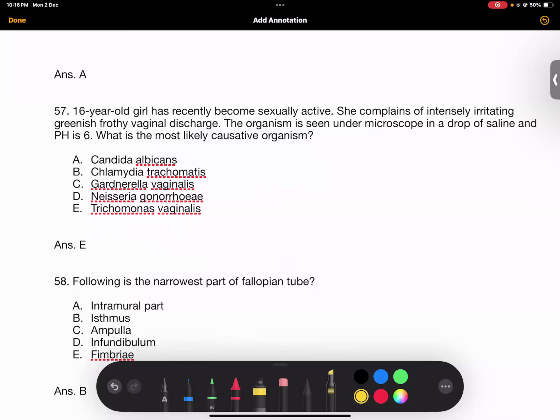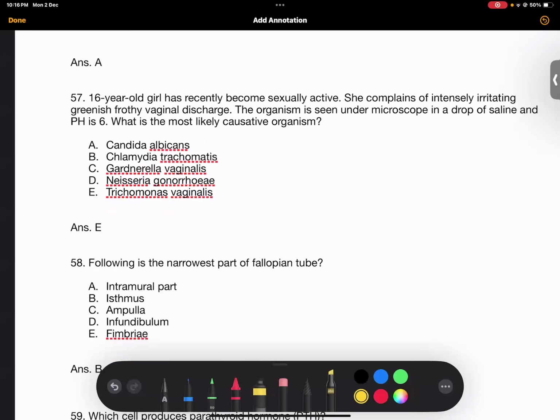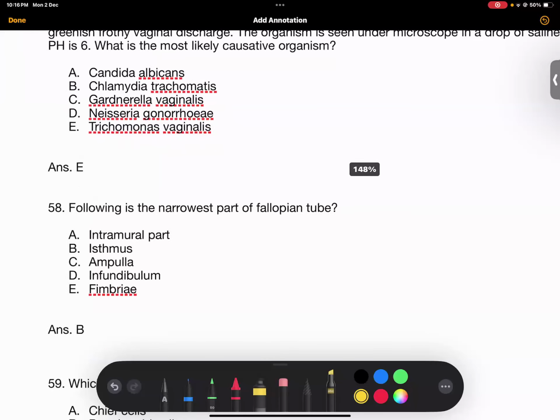So the narrowest part of the fallopian tube: you know that the widest part was the ampulla, and the narrowest part is the isthmus.